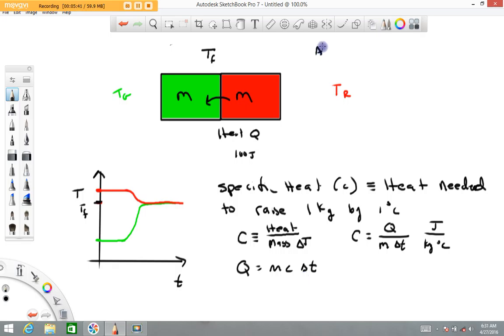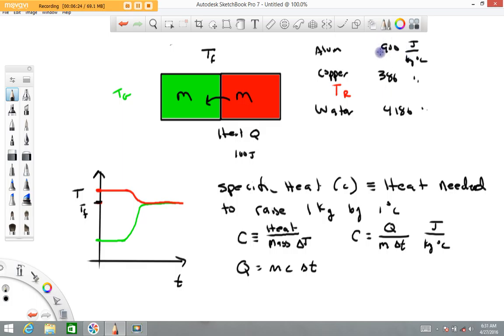The specific heat of aluminum is around 900 joule per kilogram degrees centigrade. The specific heat of copper is around 386, same units. The specific heat of water is 4186, and again, same units, joule per kilogram degrees centigrade. Now, some things to notice about this. Water has a very, very high specific heat. It's about 11 times the specific heat of copper, and it's about 4.5 times the specific heat of aluminum.